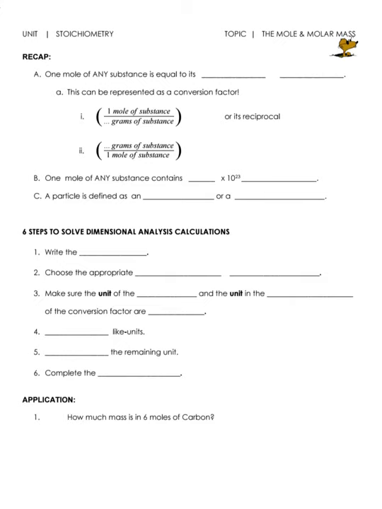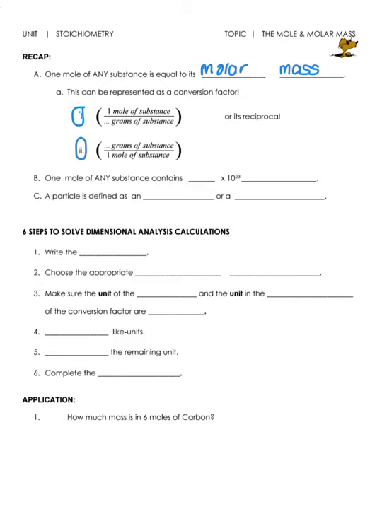Alright, so after watching that video, let's go ahead and recap what we just learned. So 1 mole of any substance is equal to its molar mass. And the molar mass is taken from the periodic table. So this statement that 1 mole of any substance is equal to its molar mass can be represented as a conversion factor that you can see right here, or you can see its reciprocal, which is stated right there.